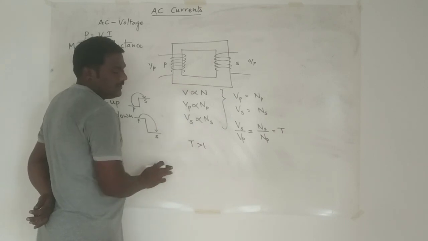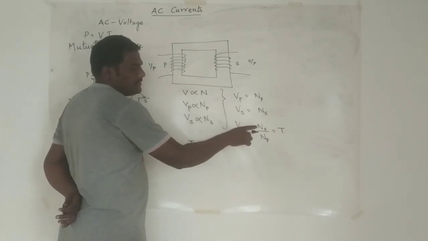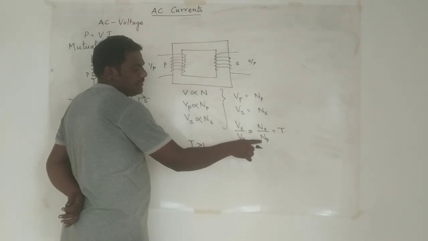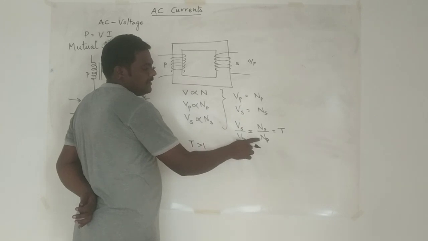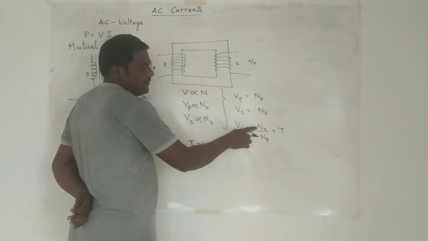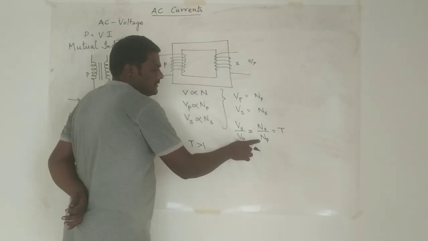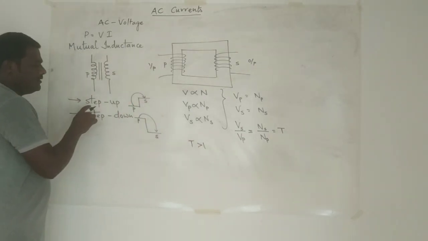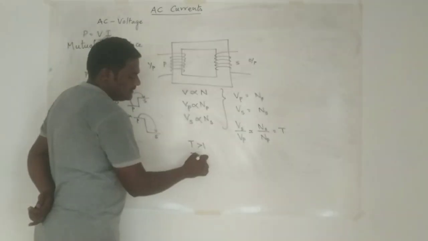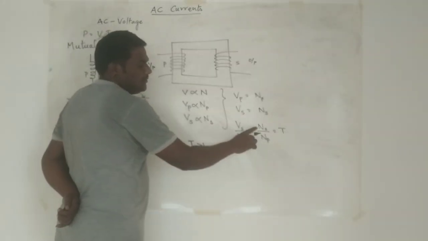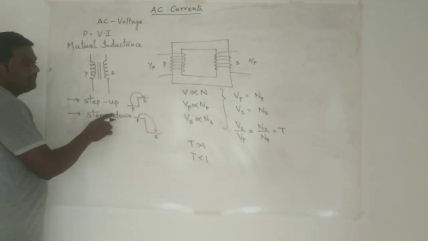If T is greater than 1, T is greater than 1 only if the number of turns in the secondary is more than the number of turns in the primary. Because to get more than 1, the numerator must be more than the denominator. So here the numerator is more, meaning the number of turns in the secondary is more and the number of turns in the primary is less. Turns being more, that will be treated as step up. Again, if T is less than 1, the numerator must be less than the denominator, and that leads to step down.